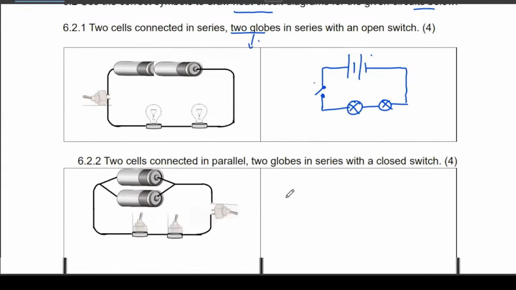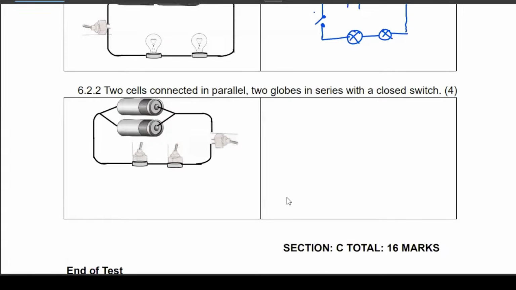And then 6.2.2, we have cells that are connected in parallel, two bulbs in series with a closed switch. Now here they are showing us two switches, but let's follow the statement. If the cells are in parallel, we're going to have it this way. And then we're going to have the two bulbs that are in series, and then a closed switch. We can close it at this point, so just two dots to indicate the switch that is closed.